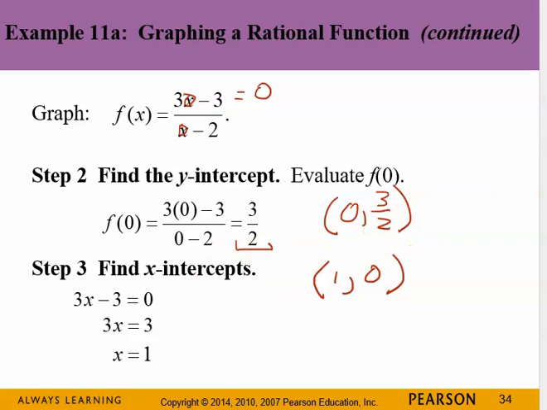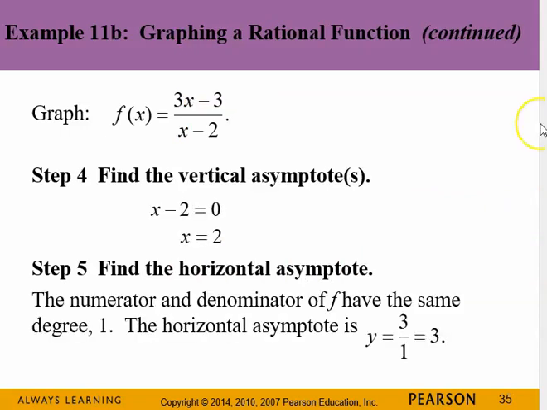And in your notes, you're writing. Now I jumped ahead a little bit earlier and I found the vertical asymptote already, which was x equals 2. Now the horizontal asymptote, since our powers are 1 and 1, they are the same. It will just be the ratio of what's there, and that would be a 3 over 1, which is a 3. So our horizontal asymptote is y equals 3.